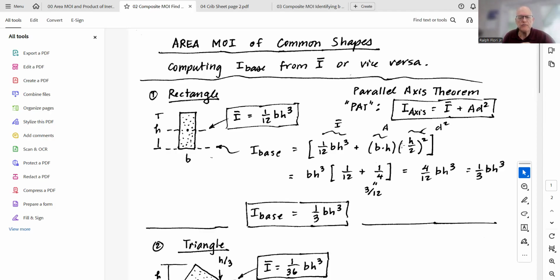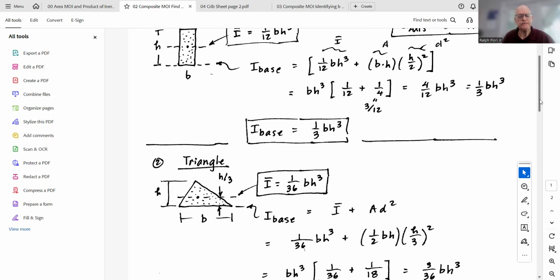If you look at these terms, you can factor out a BH cubed, and you're left with a 1/12 plus a 1/4. But the 1/4 is 3/12, and 3/12 plus 1/12 is 4/12, which is 1/3. So I base for a rectangle is 1/3 BH cubed. Anytime you have a rectangle that touches an axis, you can just use the 1/3 BH cubed formula. It's easier. Let's look at a triangle.